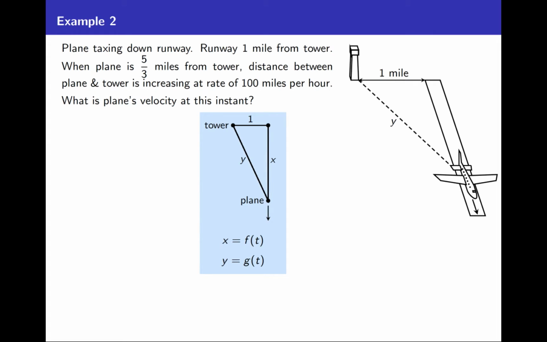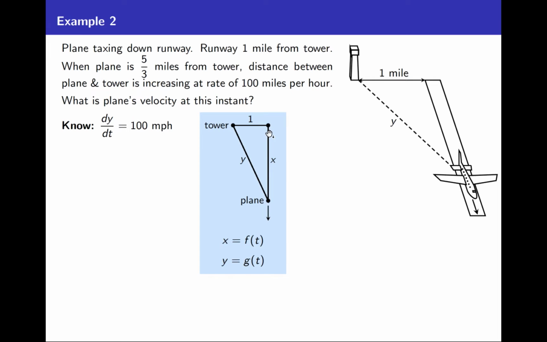And let's think about the rates of change that we know and the rate of change that we want to find. We actually happen to know that the rate of change of y, the distance between tower and plane, is increasing at a rate of 100 miles per hour when the plane is 5/3 mile from the tower. So we know that dy/dt is 100 miles per hour at the instant we're concerned with. Now, what are we looking for? We're looking for the plane's velocity as it taxis down the runway.